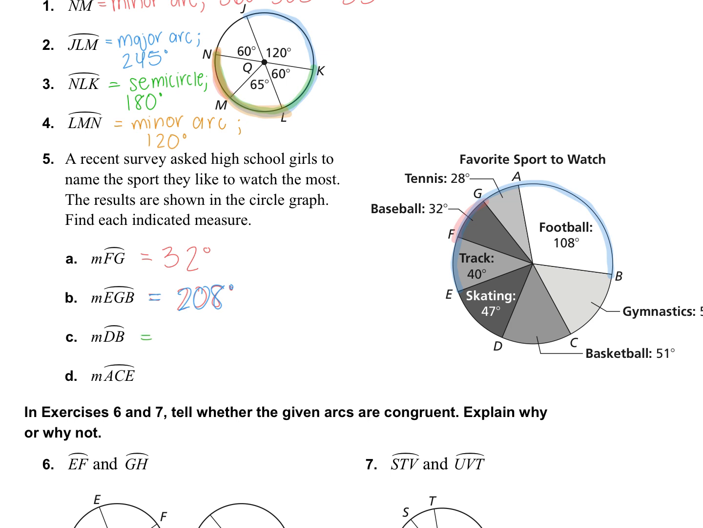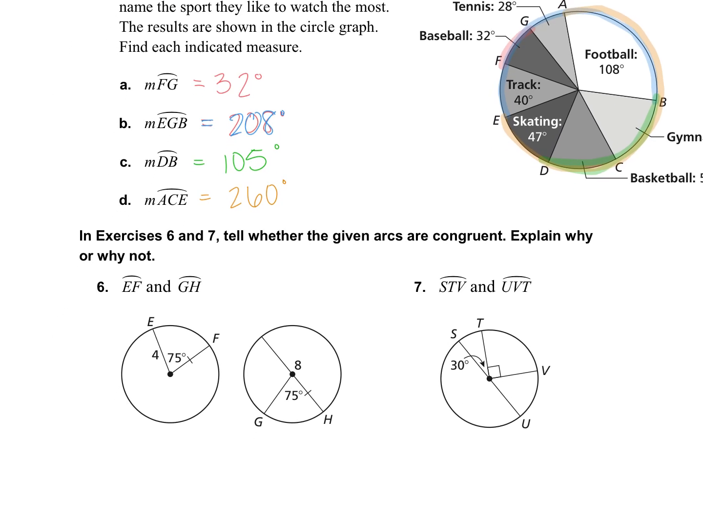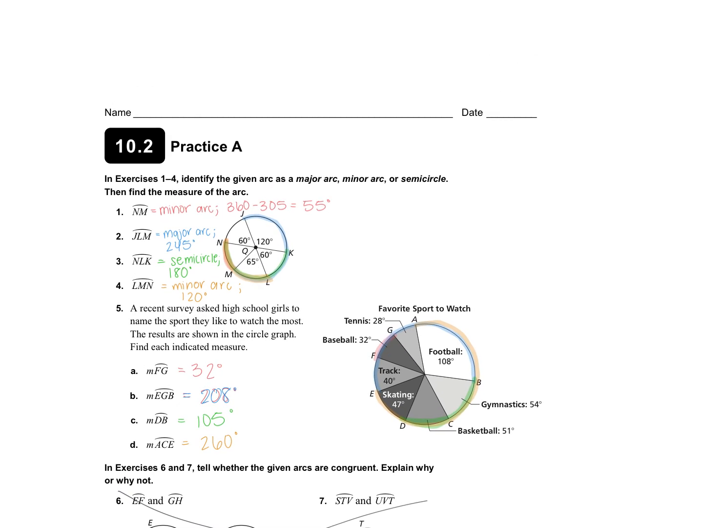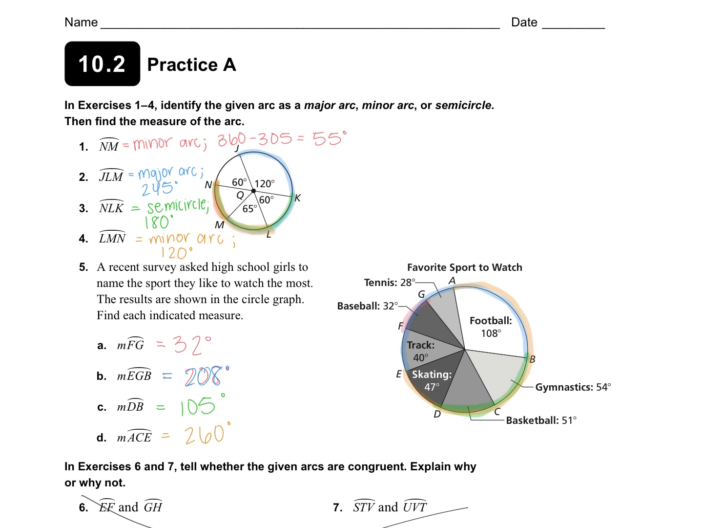All right, looking at the next one, DB. I'm going from D to B. Again, I'm taking the shortest distance. What's the measure of DB? 105 degrees. And my last one, ACE. So going from A to C to E. Good, 260 degrees. These questions at the bottom, 6 and 7, don't worry about them for the quiz, because they will not be on the quiz. Questions, comments, concerns? Again, the majority of your questions is from 10-1, but you'll also see some questions from 10-2.